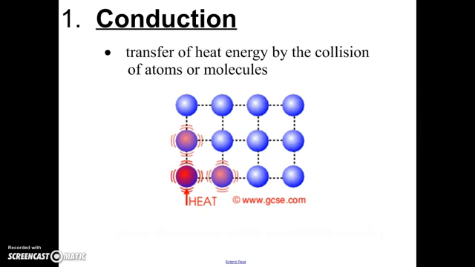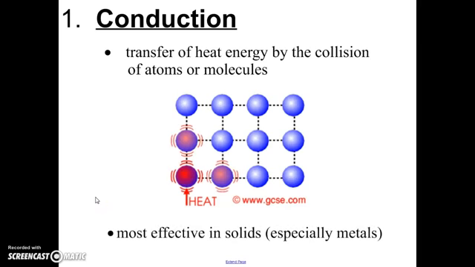The first one is called conduction. Conduction occurs when heat makes the atoms in a molecule start to vibrate. And those vibrations cause the molecules or the atoms to bump into the ones next to them, and they start to vibrate, and the energy transfers to the next one, and so on and so forth. Conduction is most effective in solids, especially in metals.